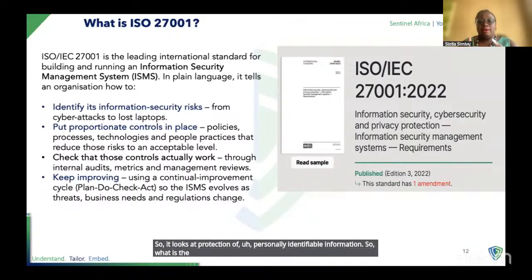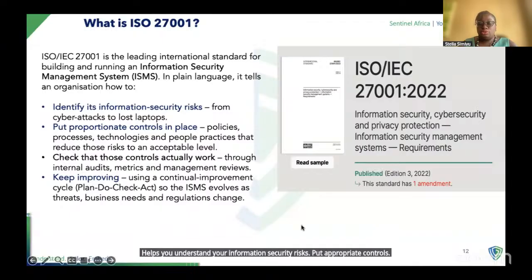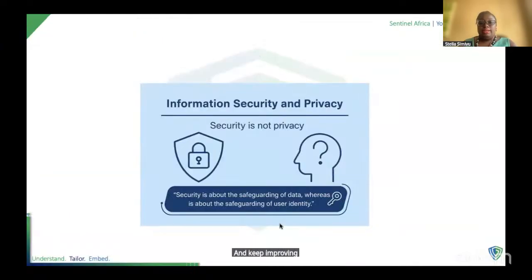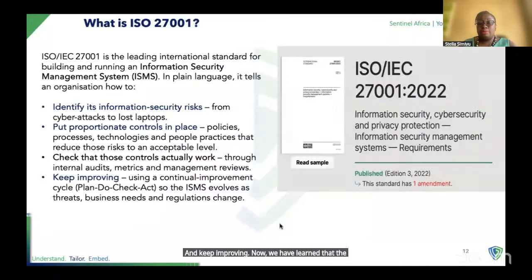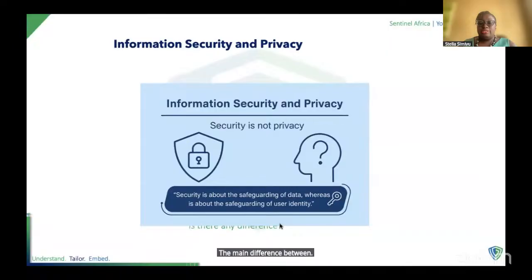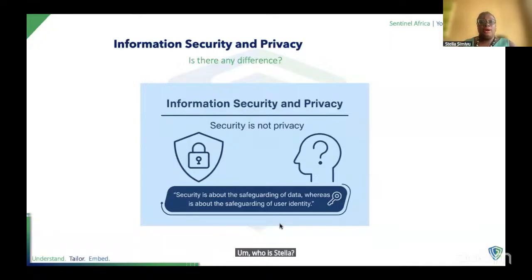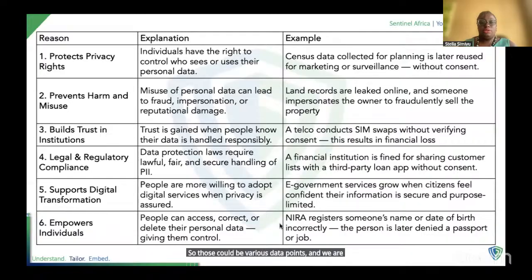So what is ISO 27001 about? It helps you understand your information security risks, put appropriate controls, check that those controls actually work, and keep improving. Now, we have learned that the standard covers information security, cybersecurity, and privacy. The main difference between information security and privacy is security is about safeguarding of data, whereas privacy is about safeguarding the user's identity. So when I look at privacy, I'm more focused on who is Stella, what data do I know about Stella, what data can I use to identify Stella. Those could be various data points, and we are going to also look at it.